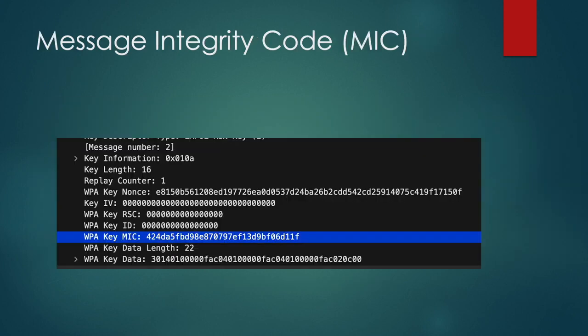The message integrity code is generated by using the key confirmation key as input to a little-known algorithm called Michael, which is essentially a message authentication code. Here's an example of the MIC in an EAPOL frame, highlighted. And here we demonstrate an attack using this suite.